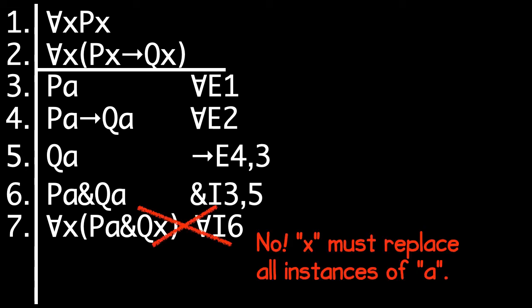What you wouldn't be allowed to do is something like what I've got on the slide here: for all x, PA and Qx. Not allowed because the x has to replace every instance of A in the sentence.